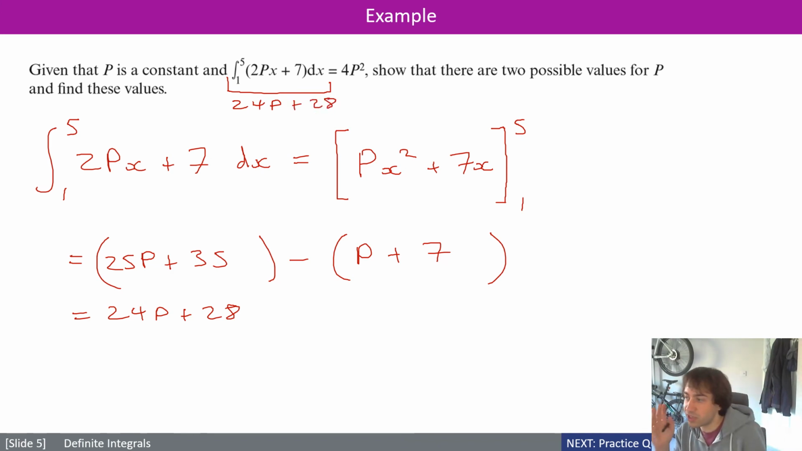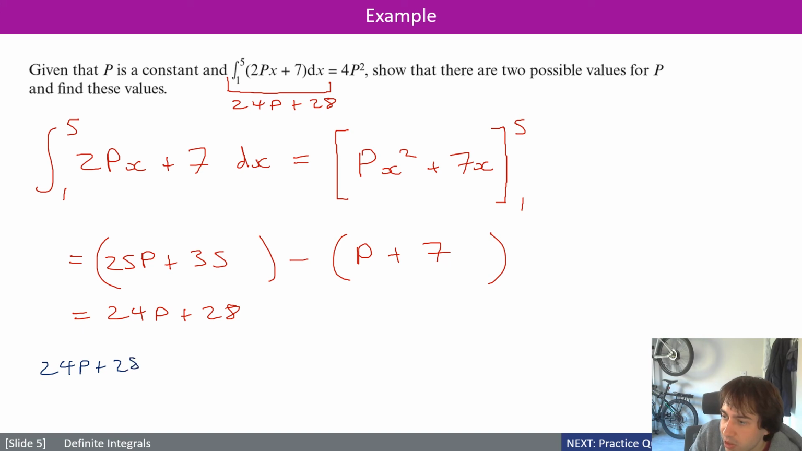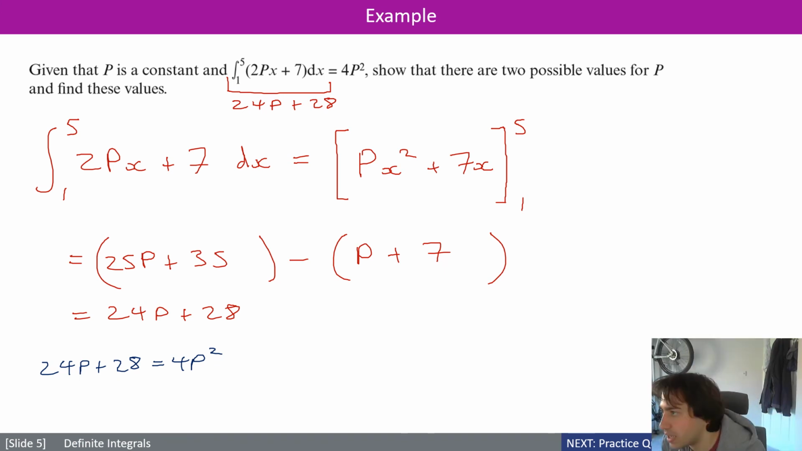And remember, that's just a number. It's not actually a function. It's a number because p is a number. We just don't know what p is yet. Okay, and then the question says that all of that is apparently equal to 4p squared. And what we've got here effectively is a quadratic. And that therefore explains why there's two possible values, because any quadratic with real solutions, unless it's a single duplicated solution, is going to have two answers, two solutions.